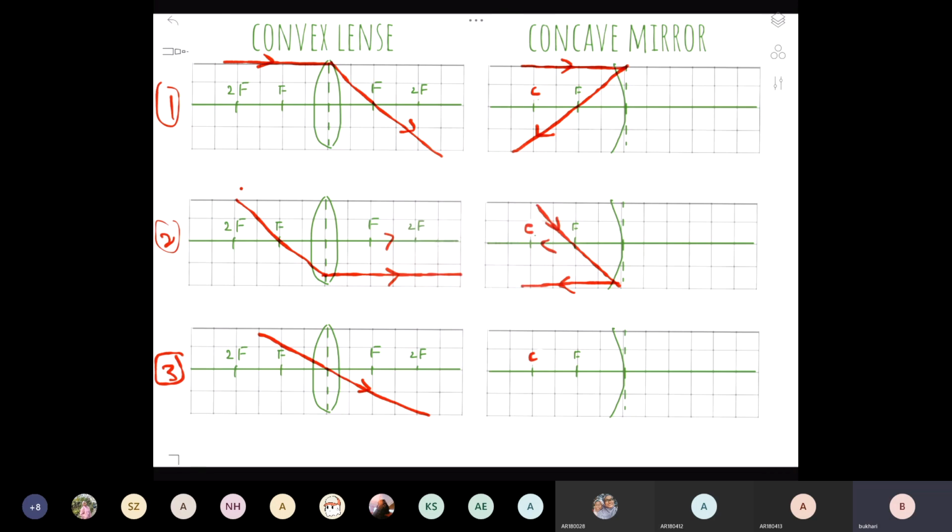Now, what if light travels through C? For the third rule, when light travels through C, like this, it will be reflected through C also, exactly on the same line of light. We have three rules that we are going to apply in our discussion today.